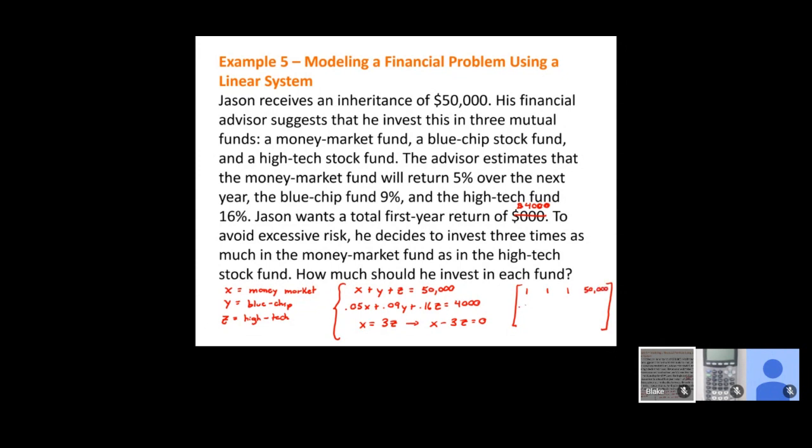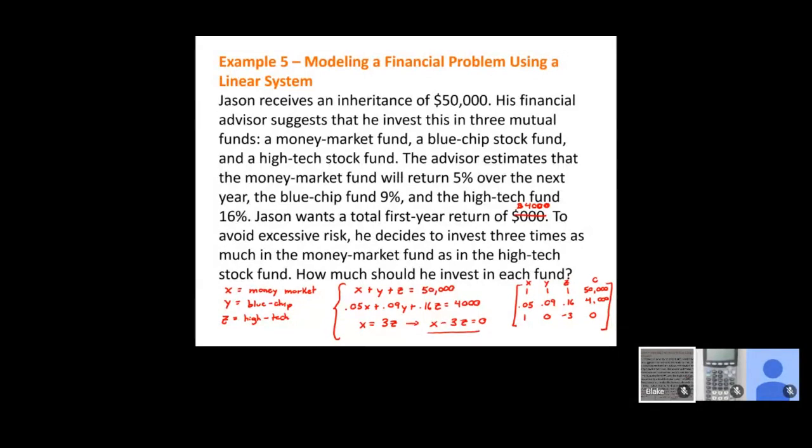The next row here, we're going to have 0.05, 0.09, 0.16, and then 4,000 is the constant. And then down here now, again, looking at this one, 1 is the coefficient of x. I don't have a y term, so we have to put a 0 in that place. So 0 goes in that column. -3 is the coefficient of z now, so -3. And then 0 is our constant term. So just to remind you right now, the first column is our x's, second is y, third is z, and then we have our constants over here.